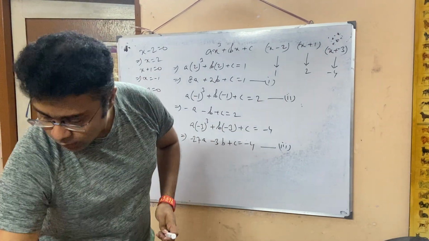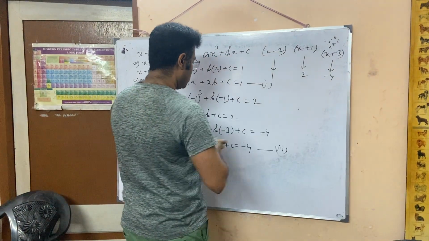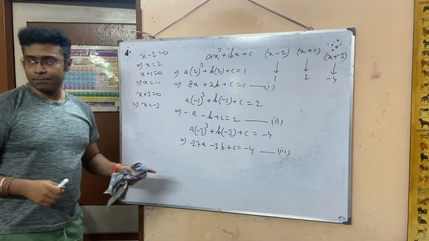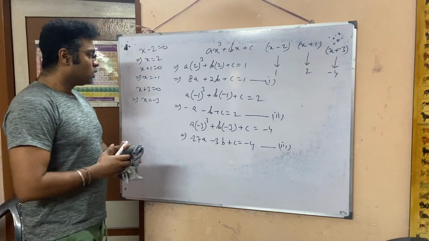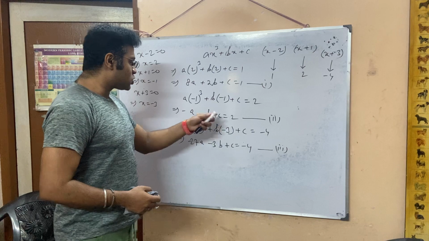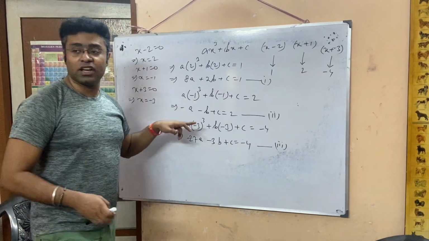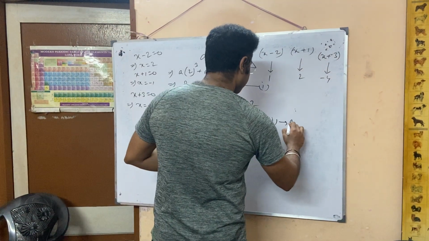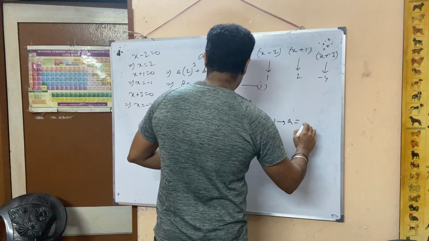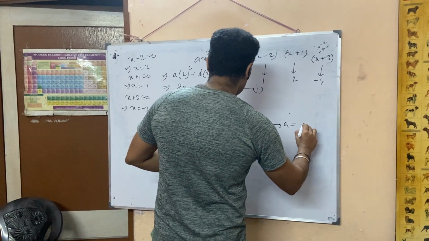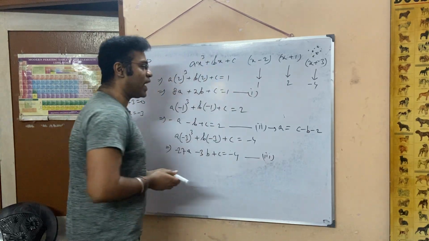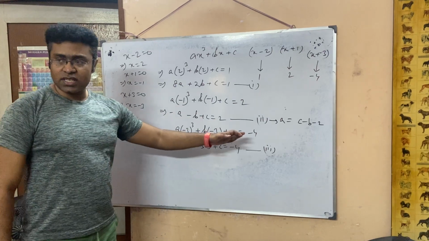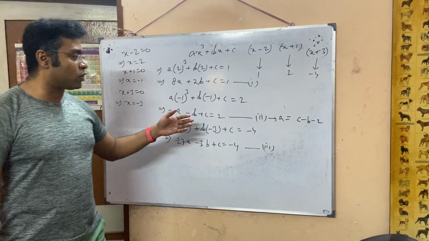Actually, I marked it wrong. This is not 2. This is the 2. Okay, here. So getting the value from this, let's consider the second equation. From the second equation, what am I getting? a = c − b − 2. That is the value of a from the second equation. I have taken a to the RHS and I have shifted 2 to the LHS. In this way I have got the equation.